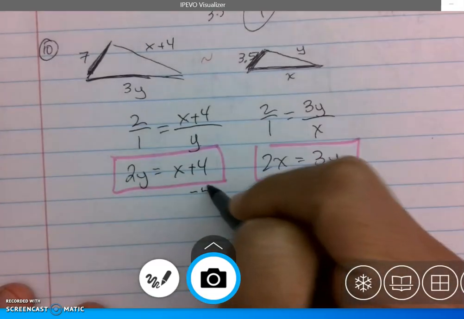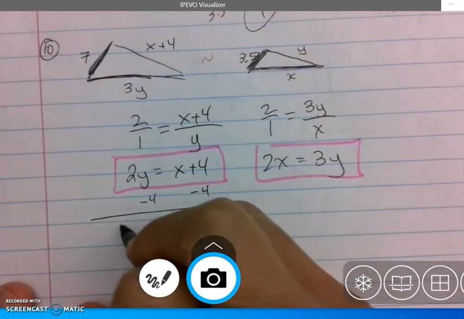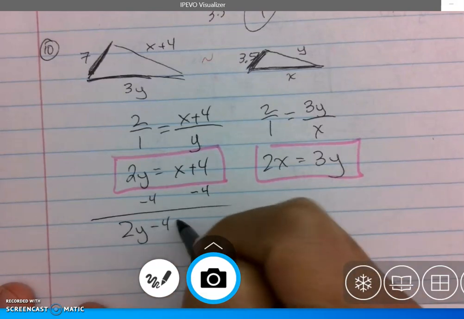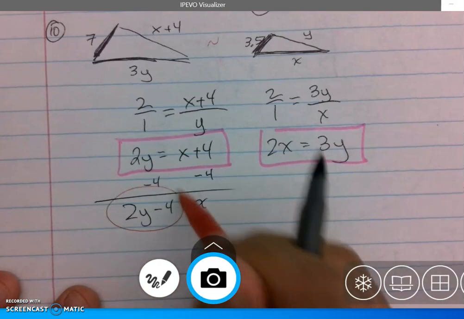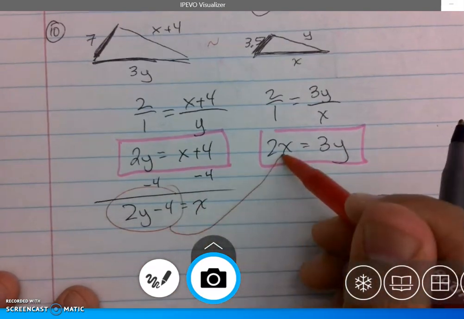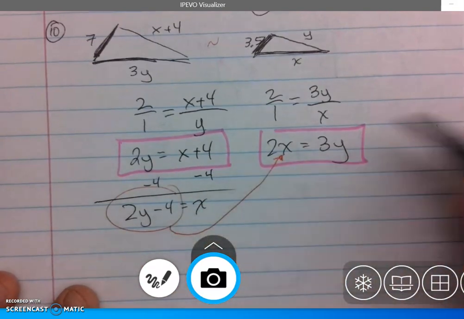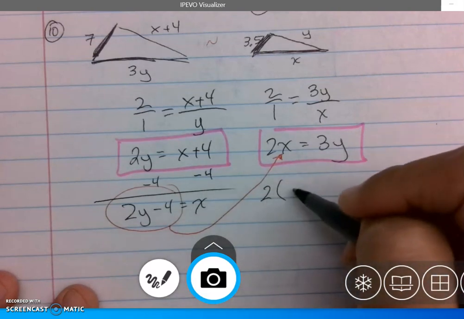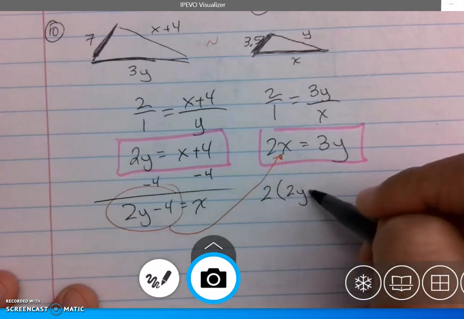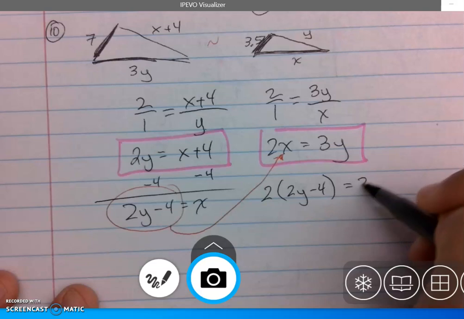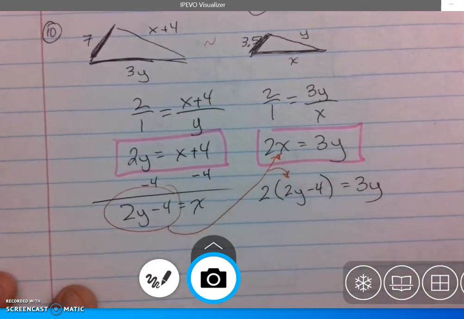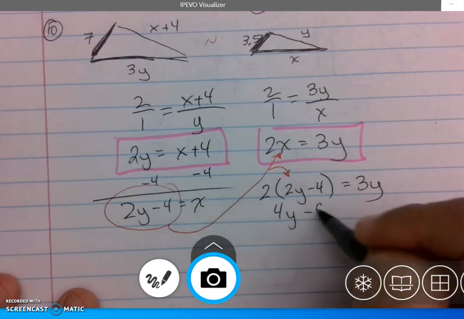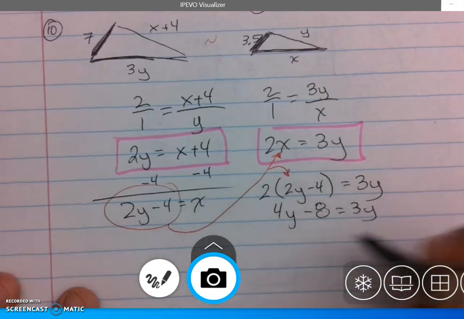I'll get this x by itself, so I'll minus 4 over here. So this is 2y minus 4 is equal to x. Well, what do I do with this 2y minus 4? Since I know what x is equal to, I'll substitute it right there. So instead of 2 times x, it is now going to be 2 times 2y minus 4 is equal to 3y. Again, I'm doing a substitution. This is all algebra here, so hopefully this comes back fairly quickly. And I did my distributive property.